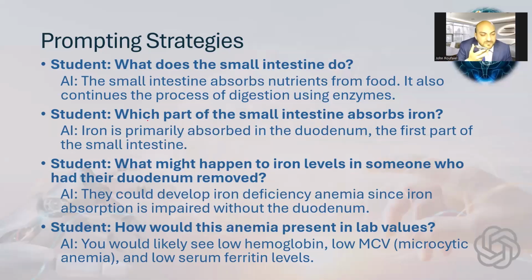Of course, in one sentence, iron is primarily absorbed in the duodenum, which is the first part of the small intestine right after the stomach.